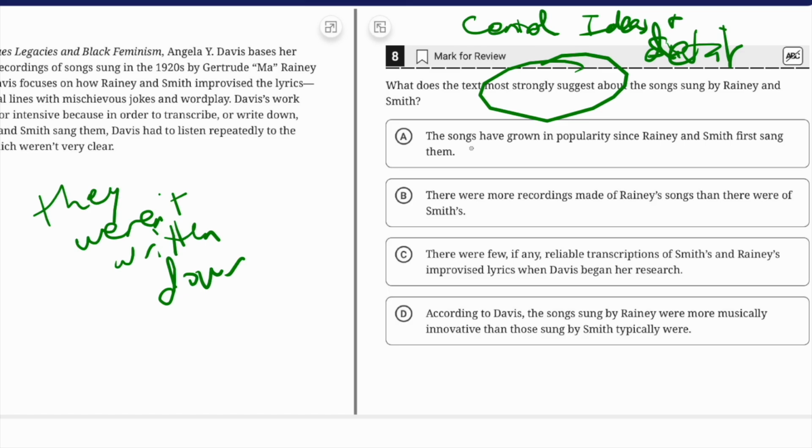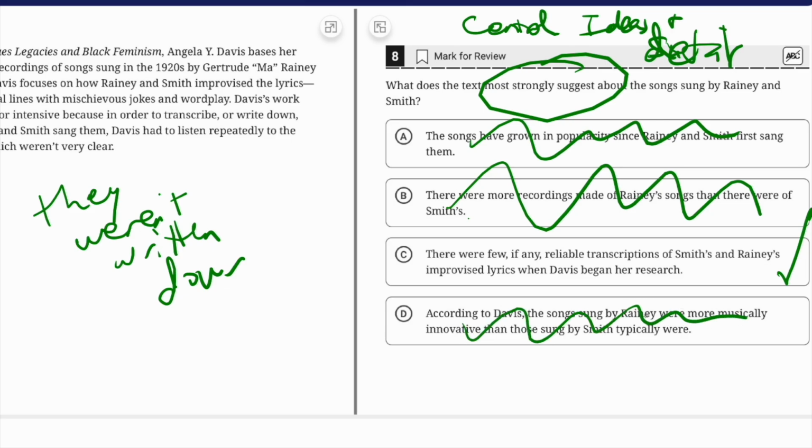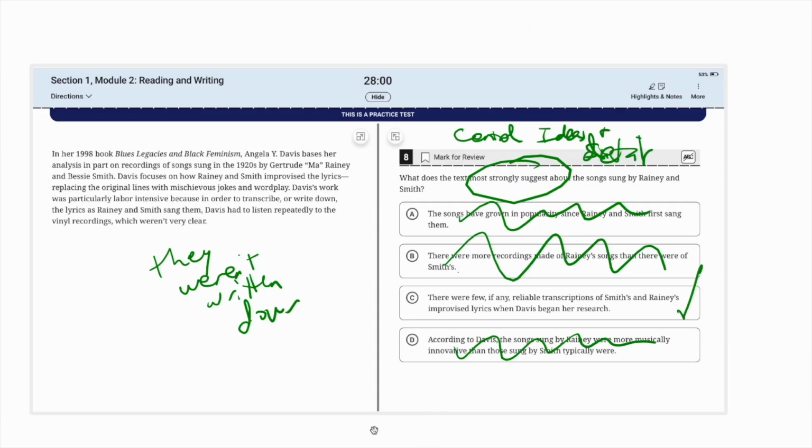So there's nothing about popularity. There's nothing that contrasts the one to the other in terms of how many recordings there are. C, there were few, if any, reliable transcriptions when she began her research. It's not about how musically innovative they were. And we're not contrasting Rainey and Smith. They're grouped together. And so, yes.